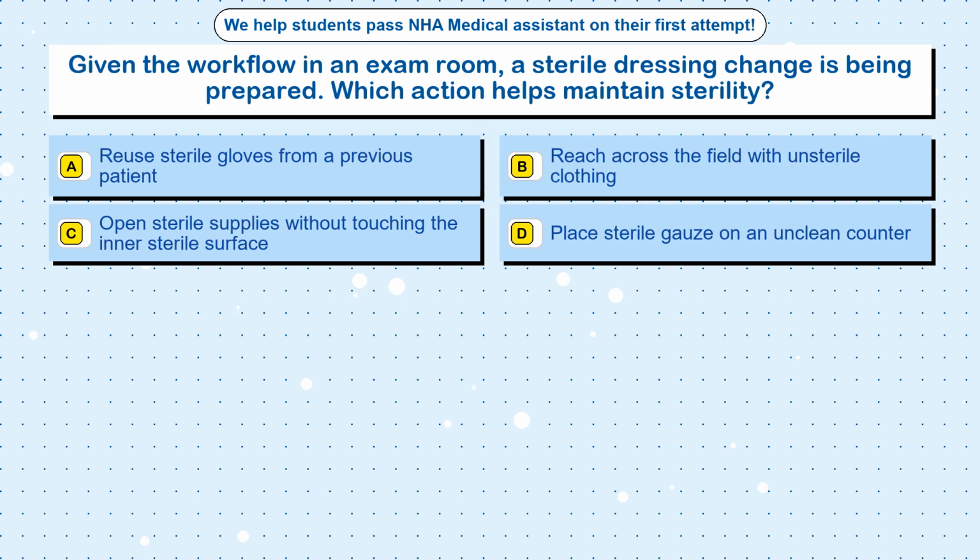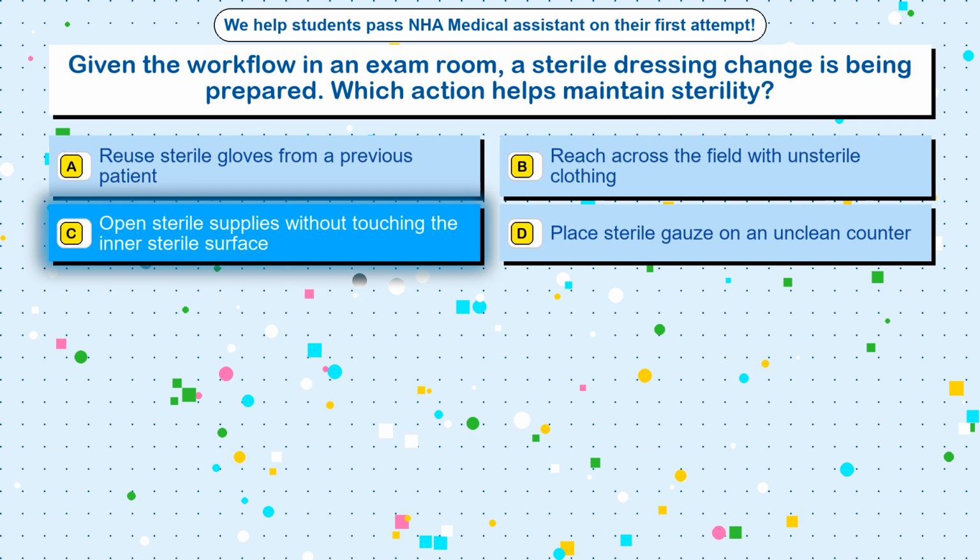Question 60. Given the workflow in an exam room, a sterile dressing change is being prepared. Which action helps maintain sterility? Option A, reuse sterile gloves from a previous patient. Option B, reach across the field with unsterile clothing. Option C, open sterile supplies without touching the inner sterile surface. Option D, place sterile gauze on an unclean counter. The correct answer is option C, open sterile supplies without touching the inner sterile surface.